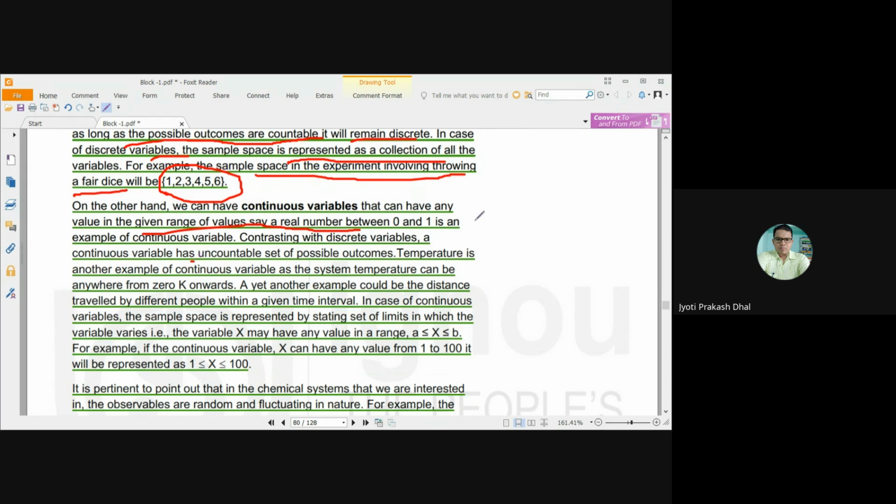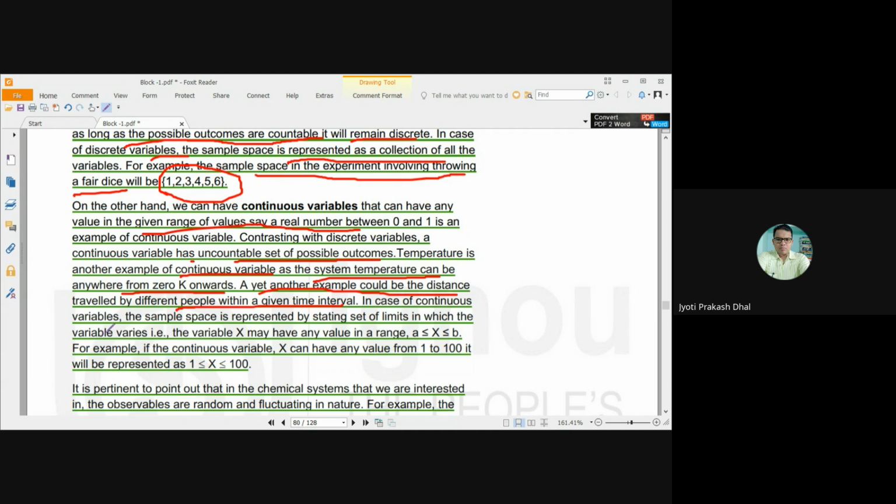So in the previous section we have discussed the discrete variable, that means particular results will come, but a continuous variable has an uncountable set of possible outcomes. Temperature is another example of a continuous variable, as the system can change anywhere from 0 Kelvin onwards. Yet another example could be distance traveled by different people within a given time interval. So this is another example of a continuous variable.